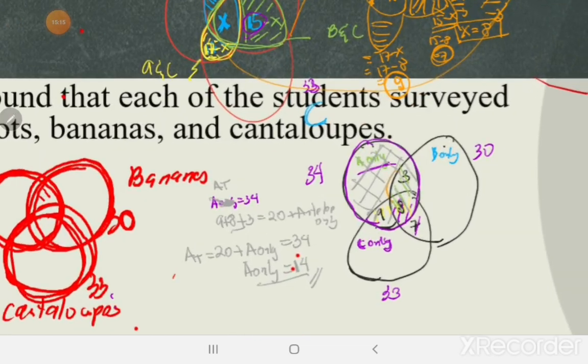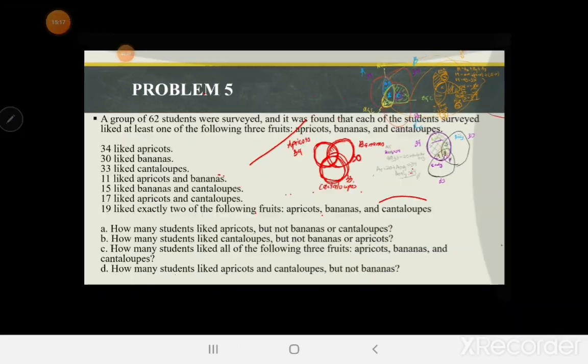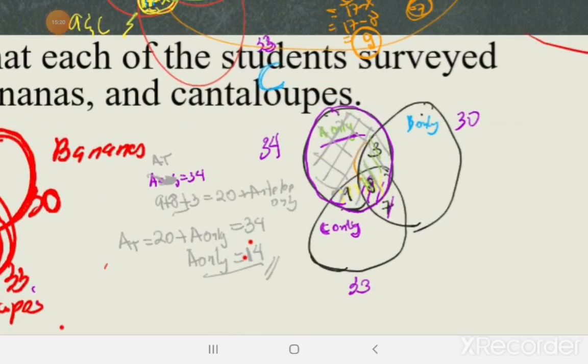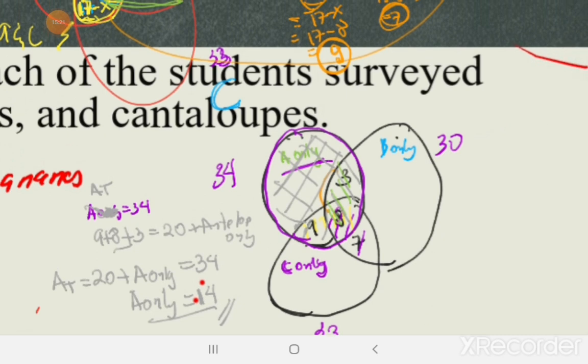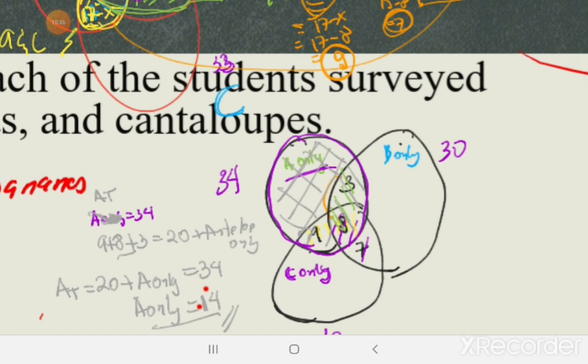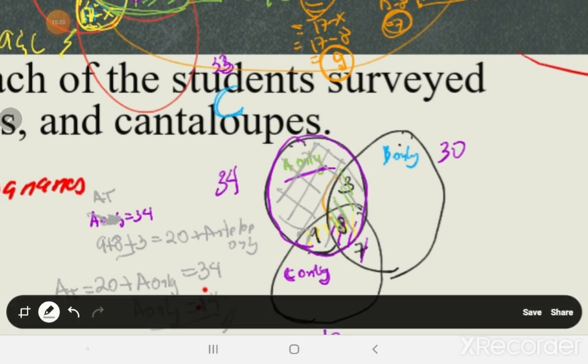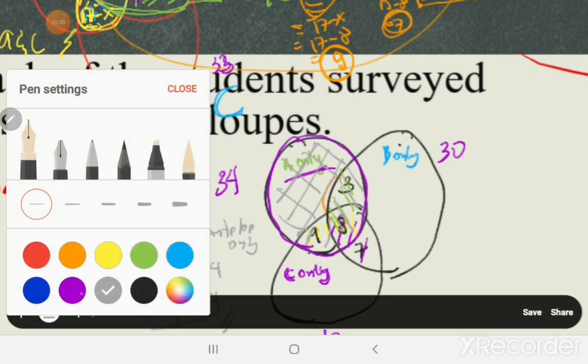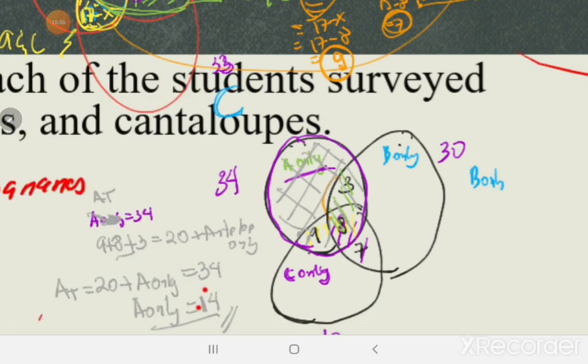Next, we will do the same process for the other one. Those loyal to banana, okay? Those loyal to saba. So, we have our banana only. B only is unknown. But my B total is equal to 30. But my B total is also equal to the area of the whole circle.